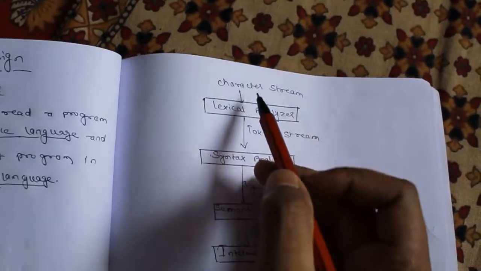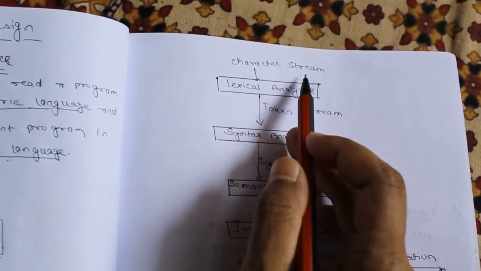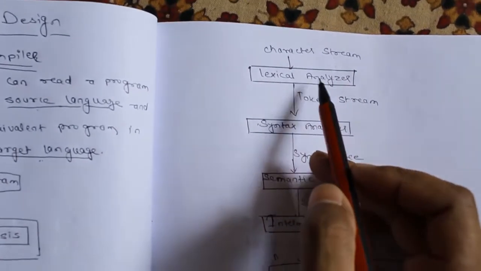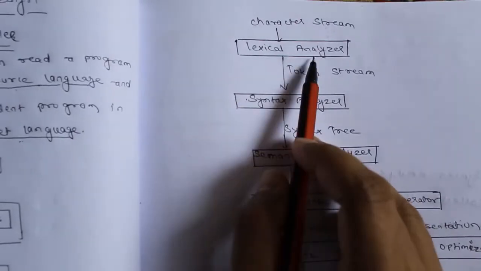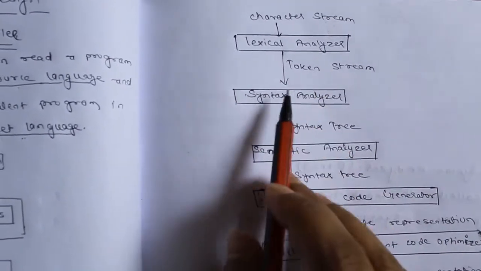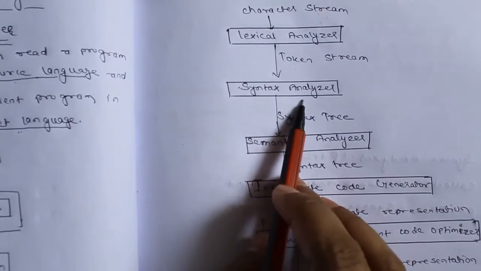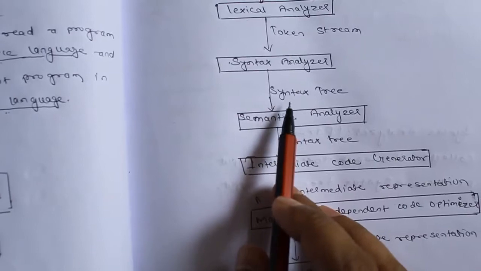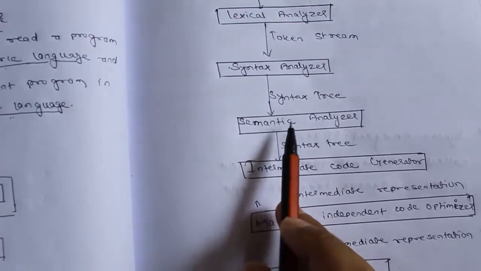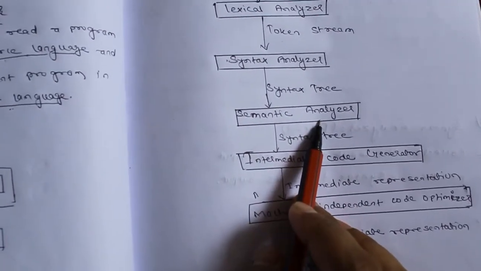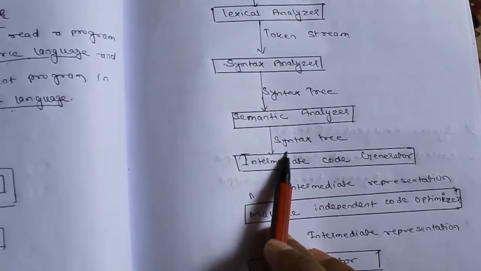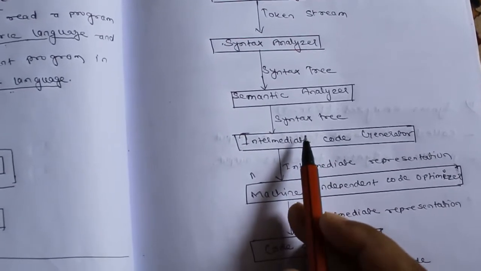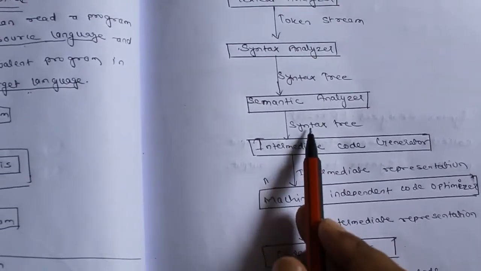So here we take a stream of characters as input, and that will pass to the lexical analyzer. It will produce a token stream, which passes to the next phase of the compiler, the syntax analyzer, and it will produce a syntax tree. Again that syntax tree is taken as input to the semantic analyzer, which will produce a syntax tree again and check the semantic errors, as we'll see in a further part.